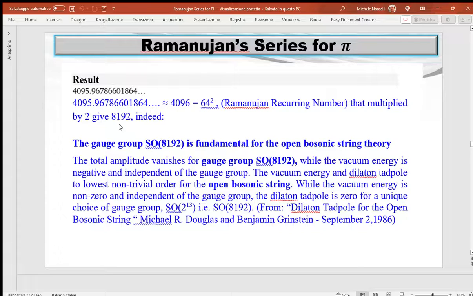Practically a result very near to 4096, that is a Ramanujan recurring number that multiplied by 2 gives 8192, that represents the gauge group SO(8192), that is fundamental for the open bosonic string theory.